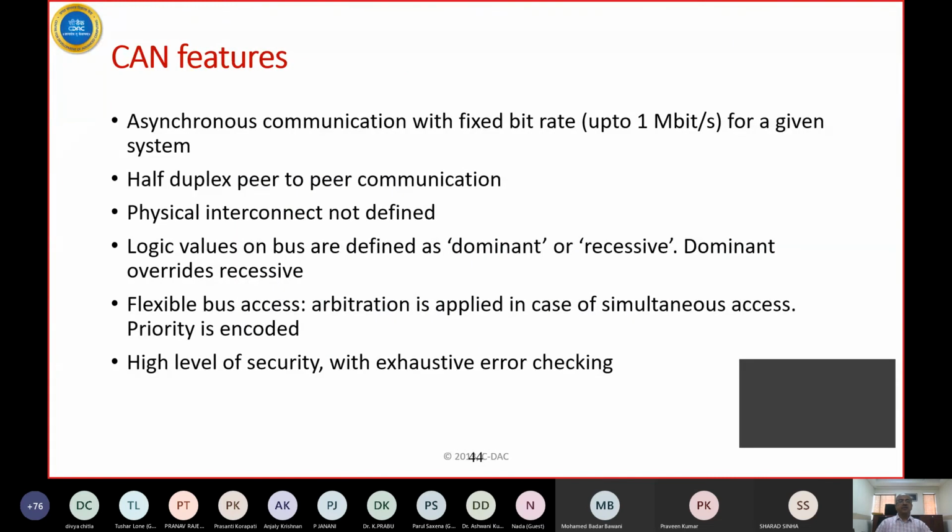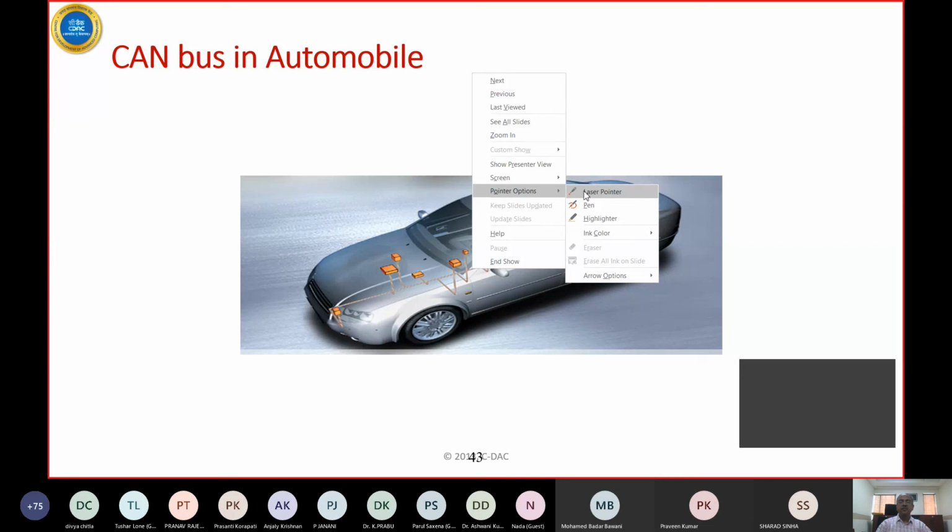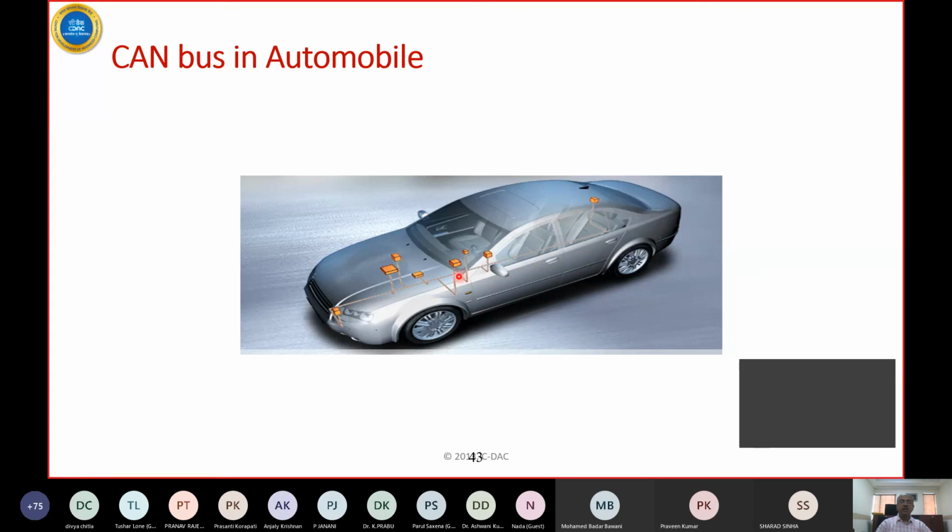So what are the features? It's asynchronous. You had better not have a clock in a hostile condition. So it's asynchronous with a fixed bit rate for a given system. So remember the philosophy of design. This CAN bus, which is put in, let's say, assume that this is a Mercedes car, and it has a CAN bus inside that.